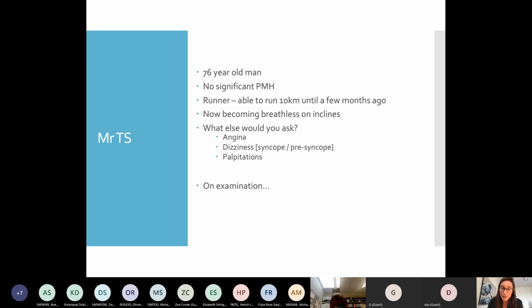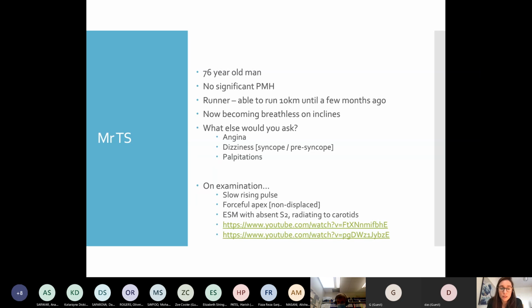Yes, so it may well radiate to the carotids, and that is typical for aortic stenosis. Features that suggest the stenosis might be severe are if you cannot hear the second heart sound, because the valve is so stiff that it doesn't close very loudly. The other thing you might notice is a slow rising pulse, suggesting that the blood flow in systole is quite constricted as it's trying to get across that stenosed valve. And of course, you get a forceful apex because the left ventricle is having to work pretty hard to get the blood across the valve.